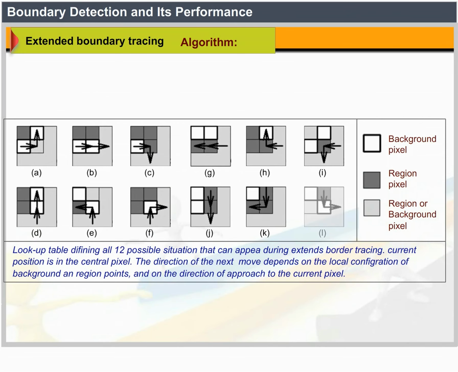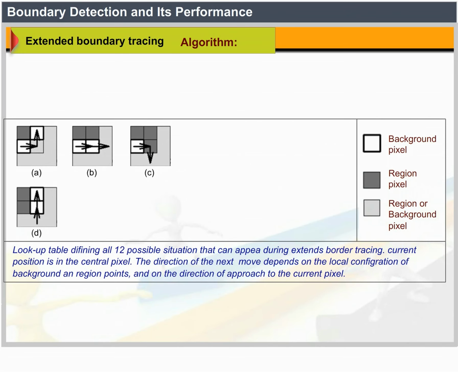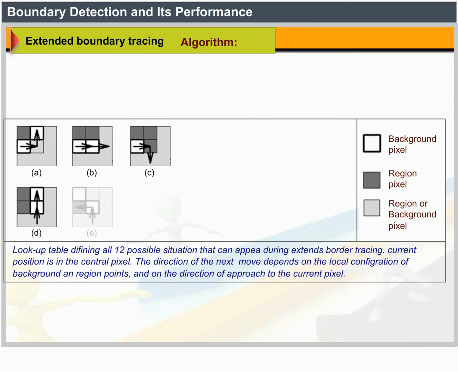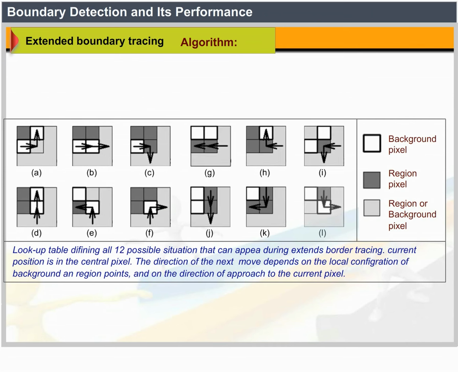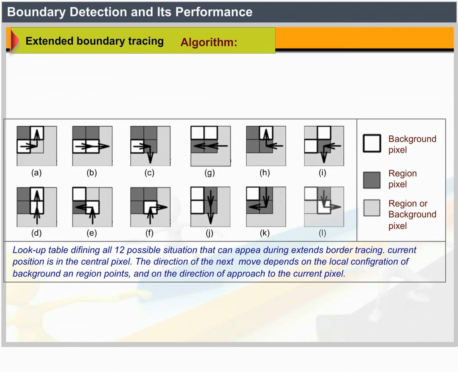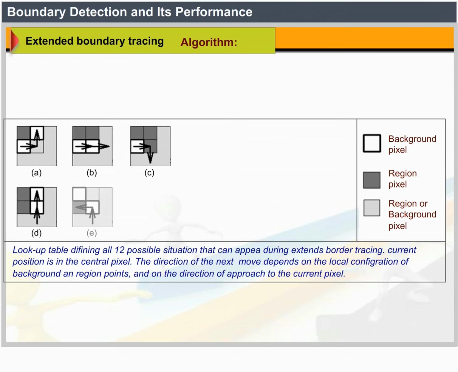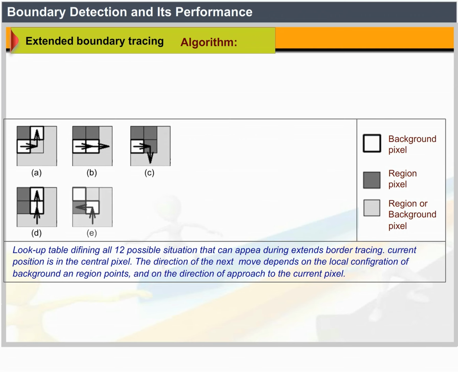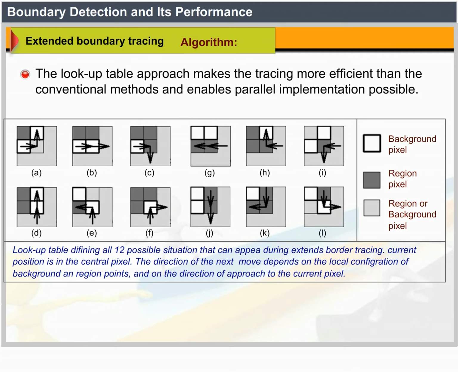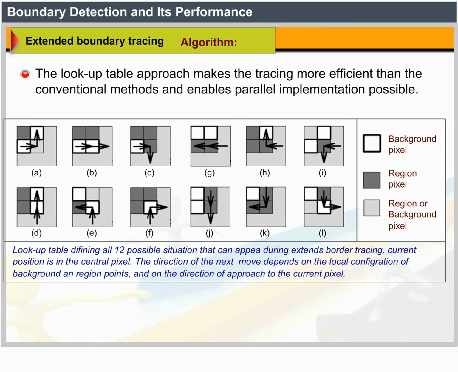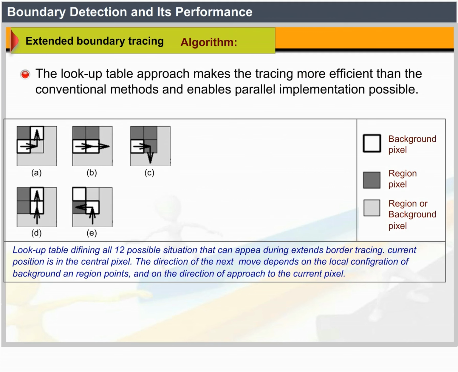Lookup table defining all 12 possible situations that can appear during extended border tracing. Current position is in the central pixel. The direction of the next move depends on the local configuration of background and region points and on the direction of approach to the current pixel. The lookup table approach makes the tracing more efficient than conventional methods and makes parallel implementation possible.